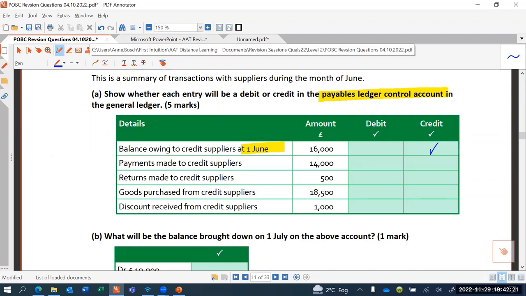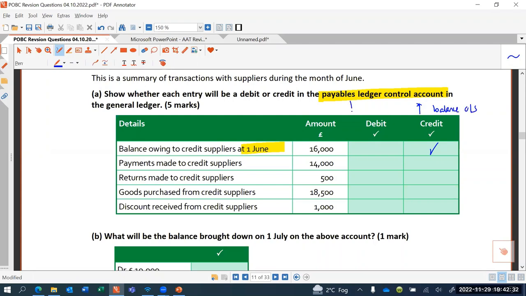Excellent. Then for each of the others, you just have to think, does it increase what I owe or does it decrease what I owe? So that increases the balance outstanding. And this one decreases the balance outstanding. So the next one then is payments made to credit suppliers. What would you like to do with that one? Yes, Susanna, absolutely it would. And that was my point in labouring that with the previous example, so you know the difference. Exactly. Yes, so that would be a debit. So we've made a payment, it's a debit.